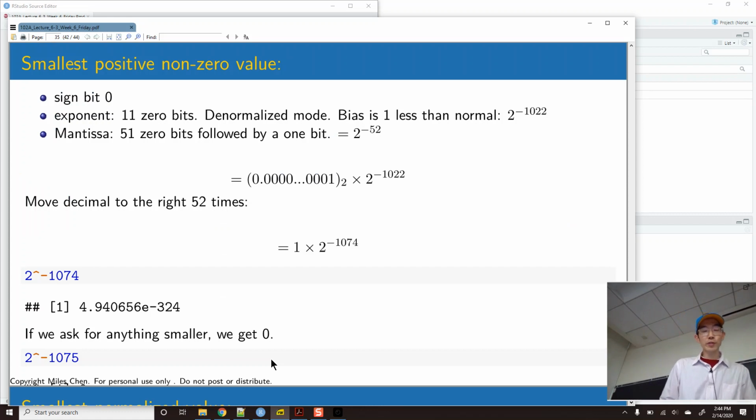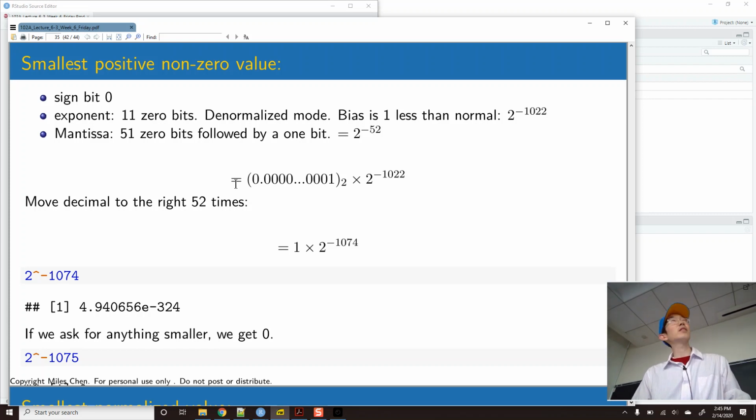So if we think about double precision, we've got 1 sign bit, 11 exponent bits, and 52 mantissa bits. And so the smallest positive non-zero value has a sign bit of 0 and 11 0 bits for the exponent. That puts us in denormalized mode, so the bias is 1 less than normal, so we get 2 to the negative 1022. And the mantissa would be 51 0 bits followed by a 1 bit. So that would be basically 2 to the negative 52.